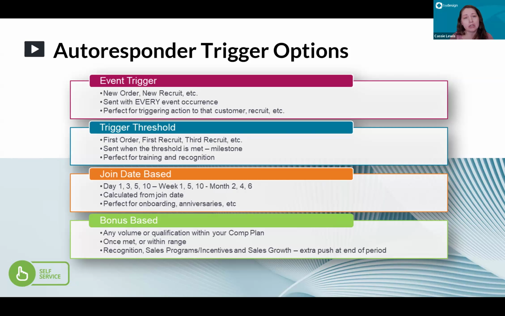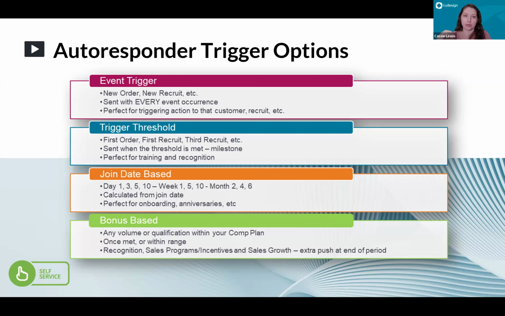This can also be really great for recognition. So when they've got their 100th order, or when they've got their 5th team member. So think about all of those times when it makes sense to either train somebody or recognize somebody. That's when the trigger threshold is going to be great.